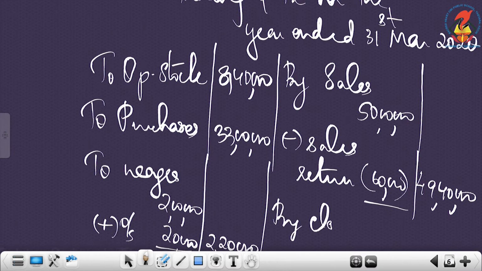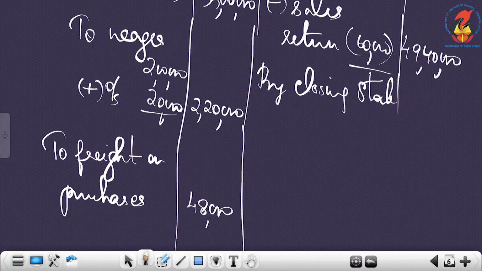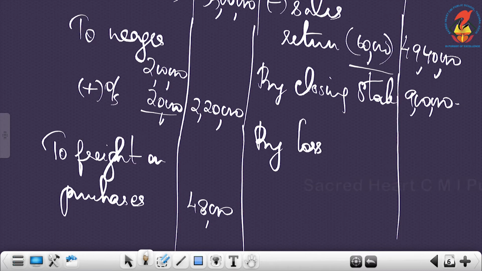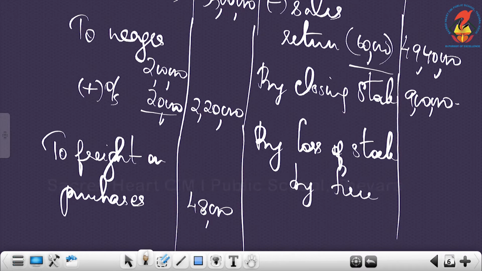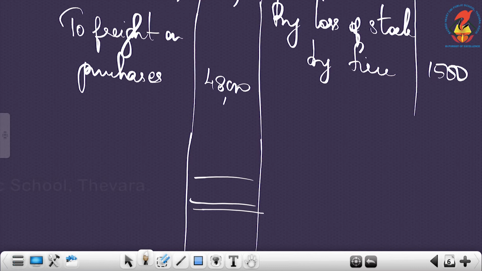Then by closing stock, take it from the adjustment, 9 lakhs. Then there is one more item, that loss of stock or loss of goods. Here it is due to fire. Yes, by fire. You must write the total amount of loss here, that is 1,500. So one effect is over. Next, in P&L and the balance sheet also we have to write. Now your trading account is over.